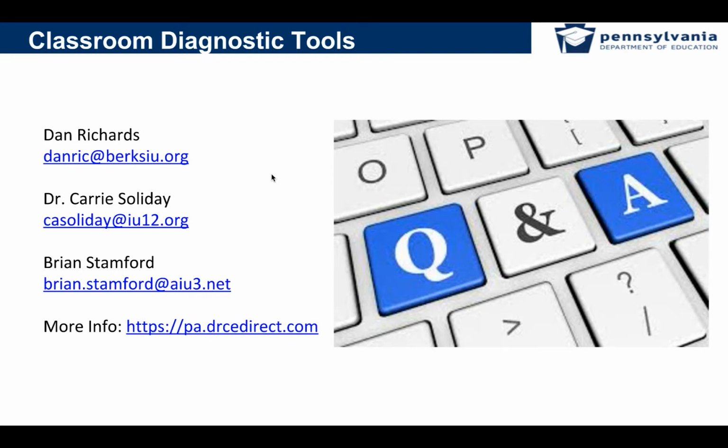If you have questions about how the CDT, Computer Adaptive Test Engine, works, please feel free to contact one of the state co-leads listed on this slide.